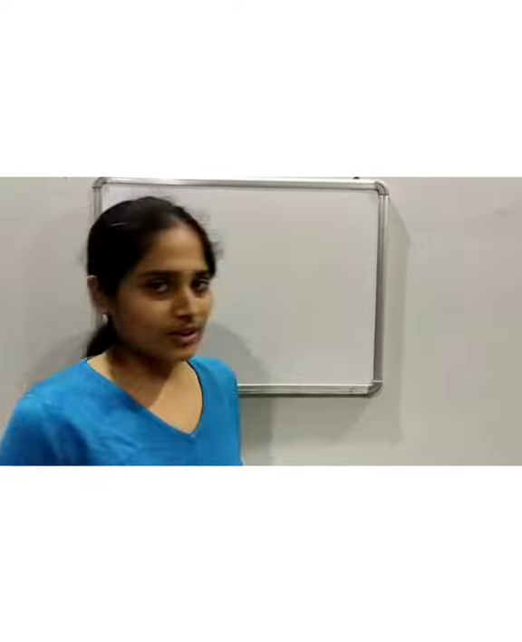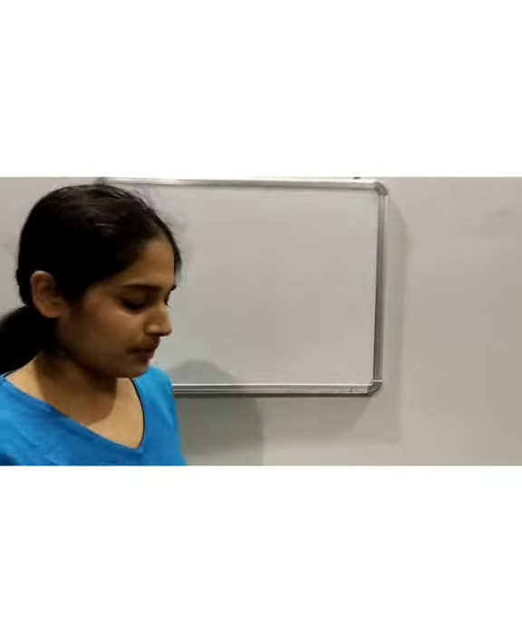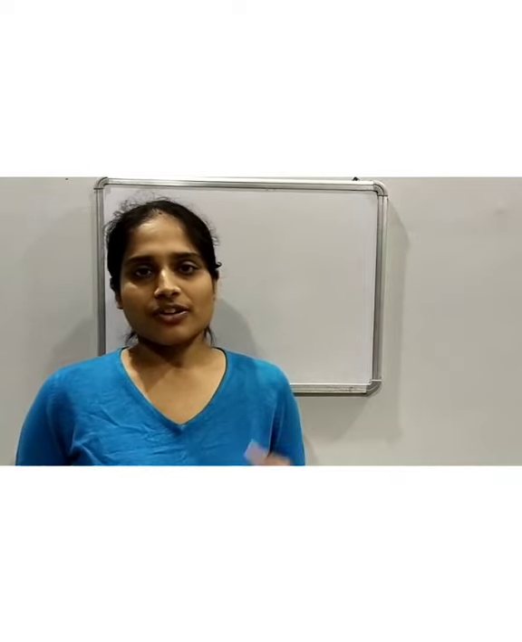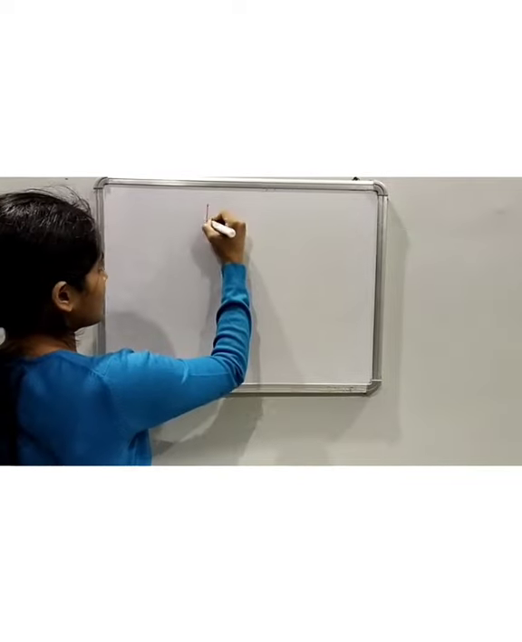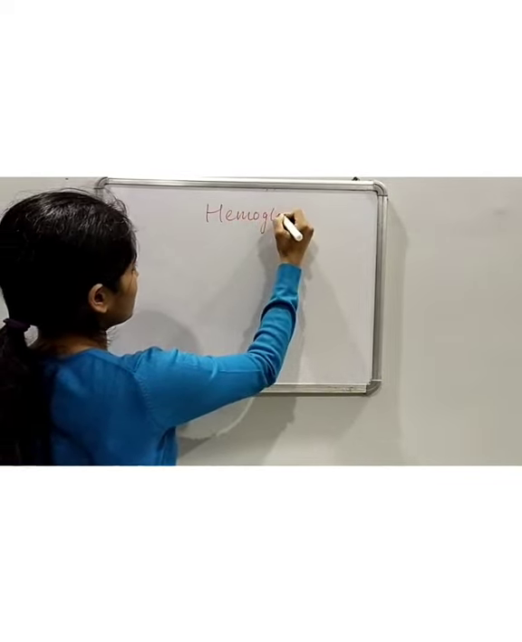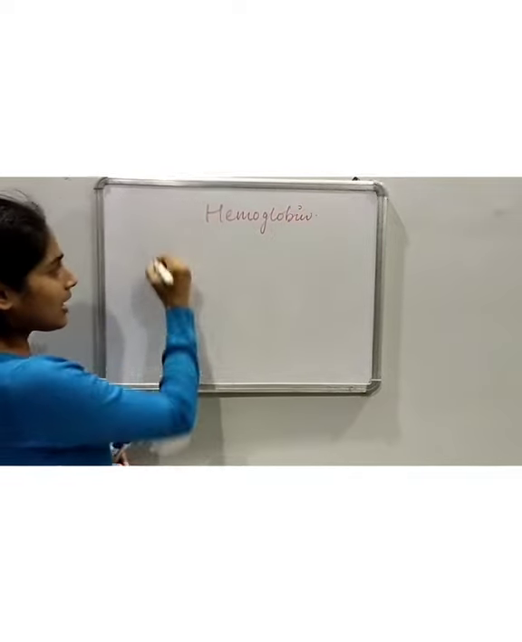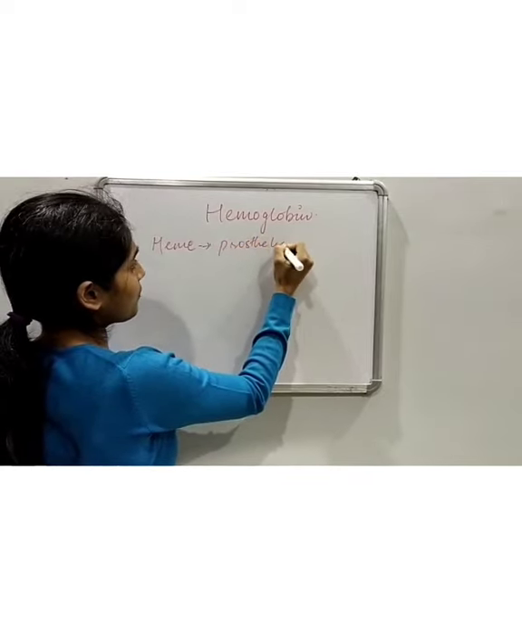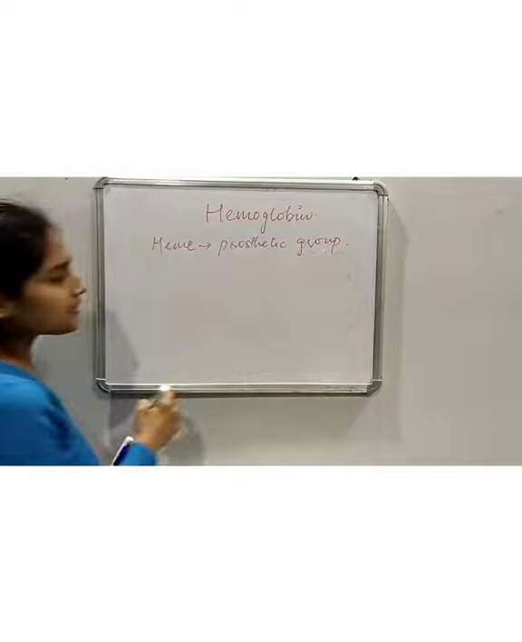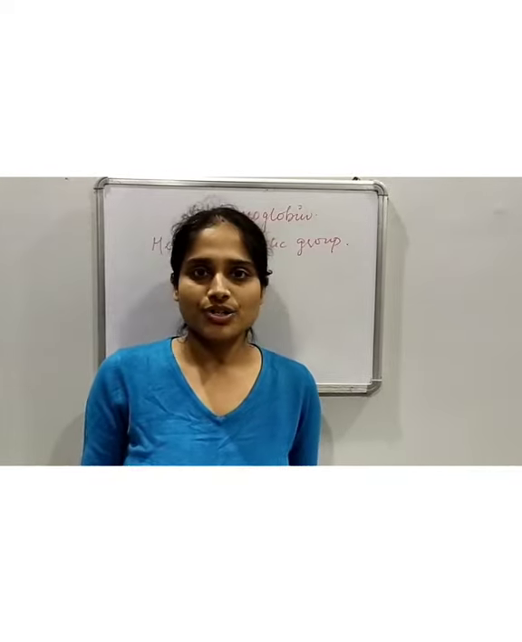So let's start with hemoglobin. We've discussed different types of protein structures, different levels of organization, and we were discussing some of the globular and fibrous proteins. So let's discuss hemoglobin today. As the word suggests, hemoglobin is a hemoprotein, where heme is the prosthetic group, and hemoglobin is an iron-containing conjugated protein.